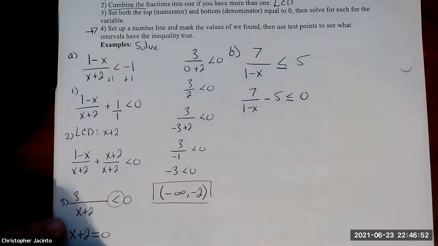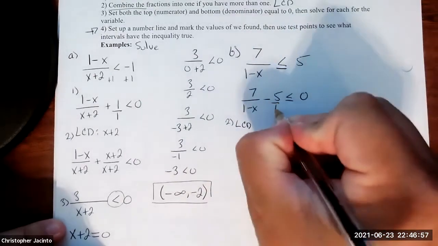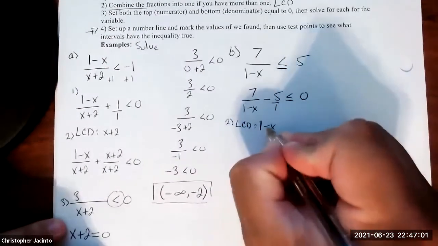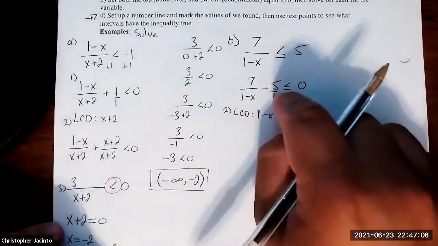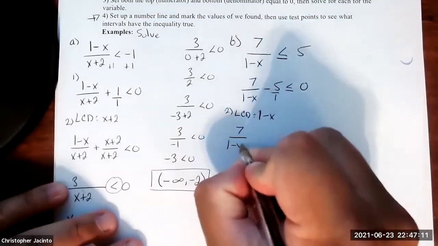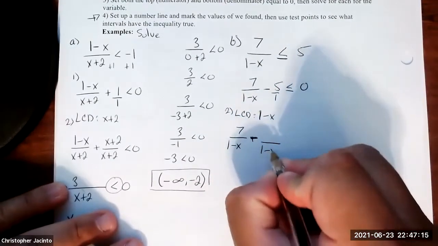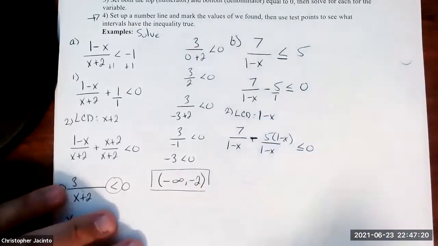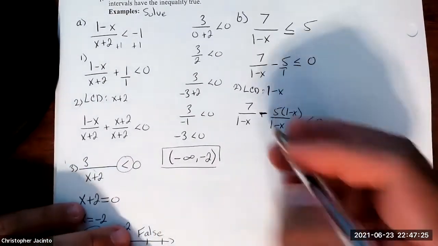Okay. Step 2, we got to find our LCD. And again, it's usually just multiplying the bottoms. So just 1 minus x. So again, remember, we're adding fractions together. So we're going to multiply top and bottom by 1 minus x. So on this side, it's going to be 7 times 1 minus x minus, and the top is 5 times 1 minus x, all less than or equal to 0. Okay, so here we'll just distribute.